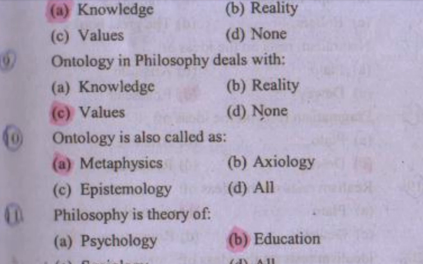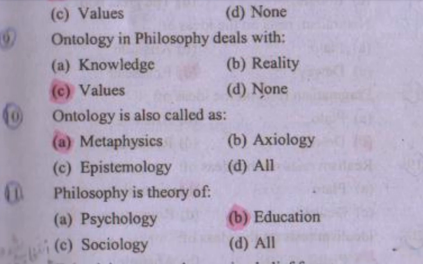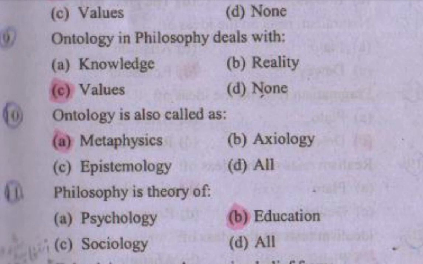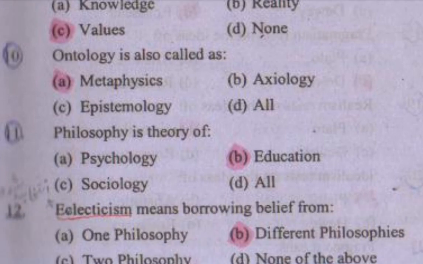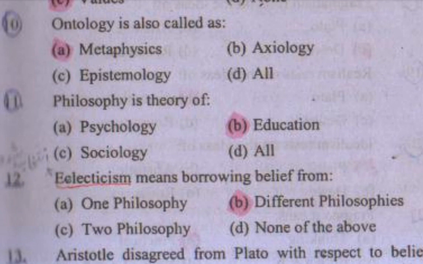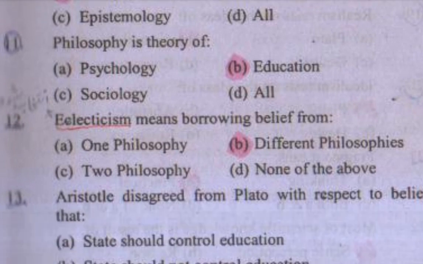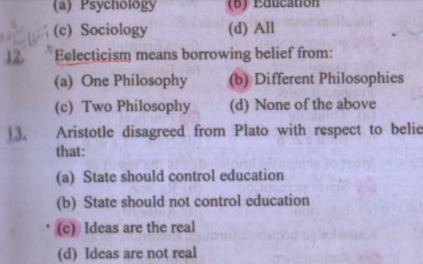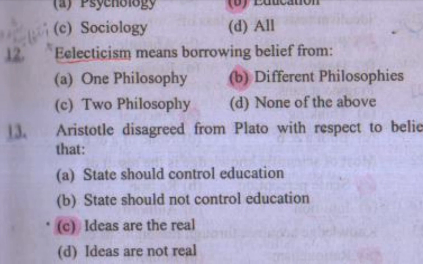And next question, philosophy is theory of, its answer is option B, education. Next question, eclecticism means borrowing belief from, its answer is option B, different philosophies. Next question, Aristotle disagreed from Plato with respect to belief that, its answer is option C, ideas are the real.